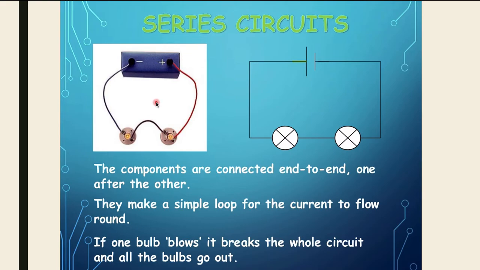If one bulb breaks, the whole circuit and the bulbs go out, which is nothing but if one bulb breaks, then automatically all the bulbs will go out, and the bulbs will not glow.